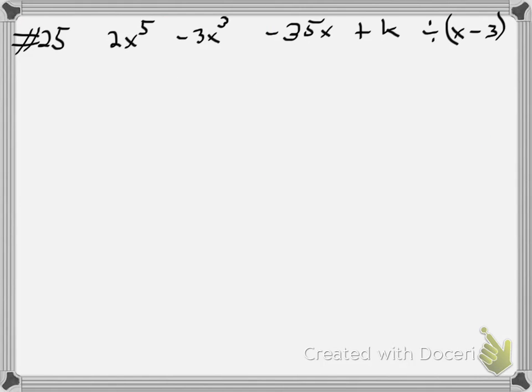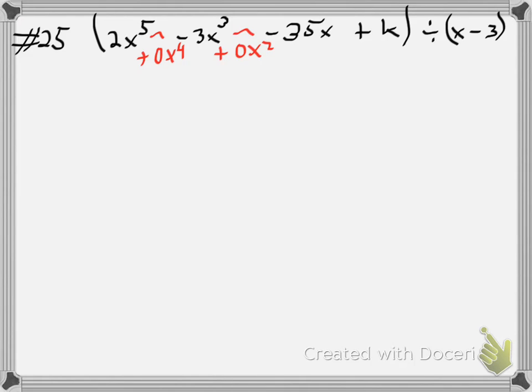So in number 25, they want you to divide 2x to the fifth minus 3x to the third minus 3x to the first plus k. You want to divide it by x minus 3. I guess I should put parentheses on this. They want you to divide it all by x minus 3. Now, we got a bit of a problem here because they're skipping some powers. So the first thing we need to realize, so we don't mess up, is there's actually plus 0x to the fourth fitting in right here. And we got plus 0x squared fitting in here.